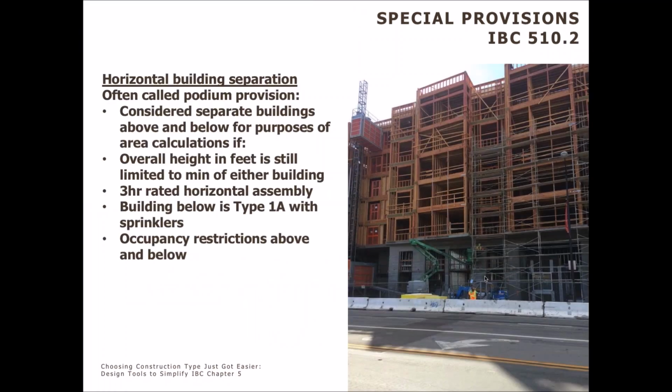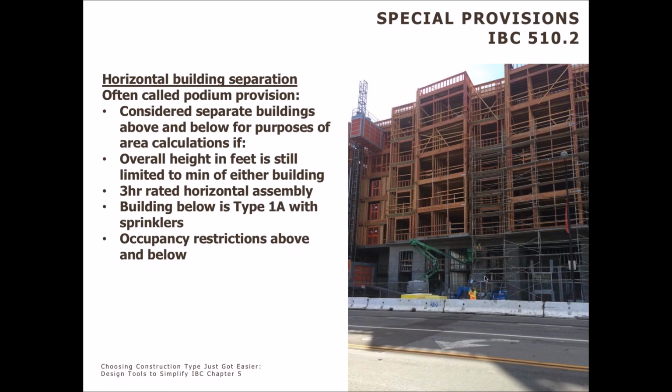So the most commonly applied special provision, I think, is contained in 510.2 of IBC, and that's what the code calls horizontal building separation. Most people refer to this as the podium provision or pedestal type of construction. It's like you see in the image here, where you're constructing 1 or more stories of non-combustible type 1A construction, and then on top of that, you're stacking what's often done as wood framing. There's some unique requirements there, like the horizontal system that's capping that podium, separating it from the building above, has to be rated for 3 hours. The building below the podium has to be sprinklered.